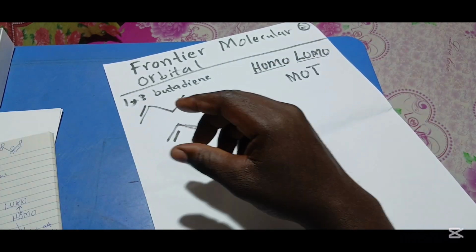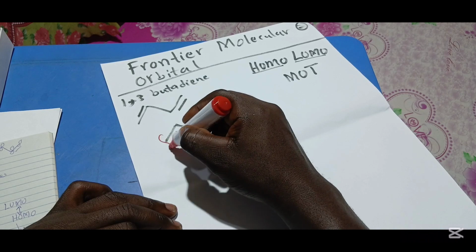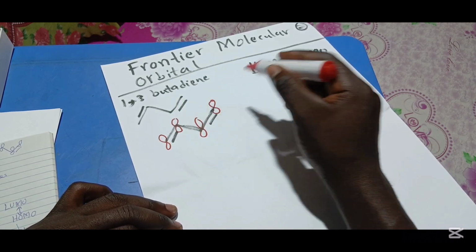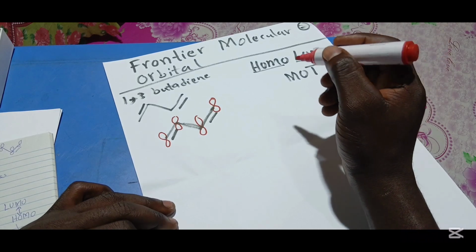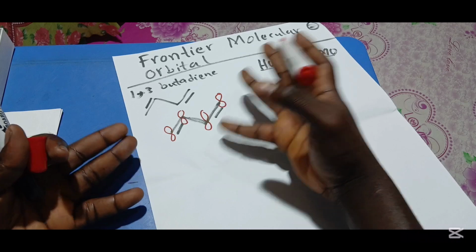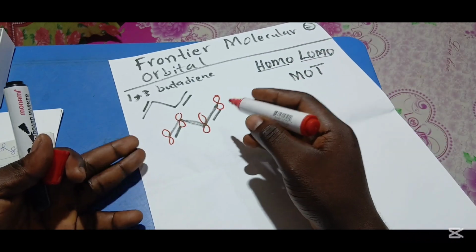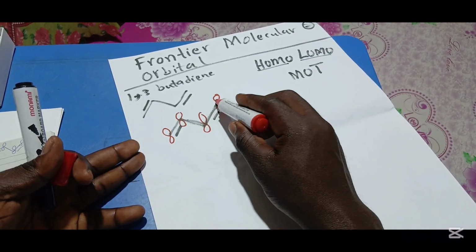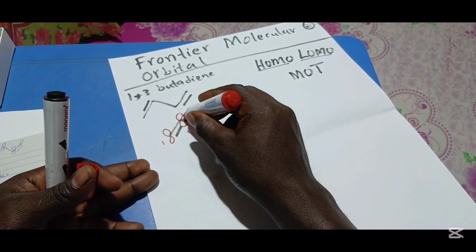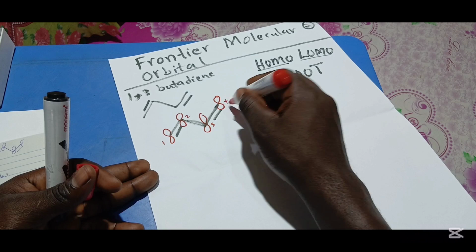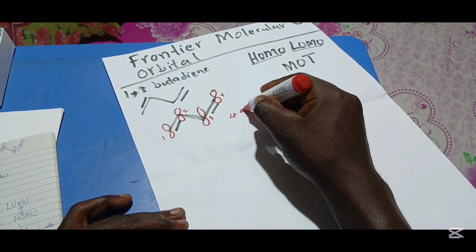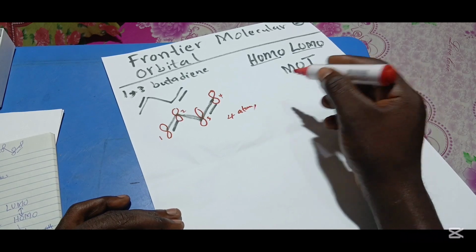Now you just indicate your p orbitals like this, like that. I'm just drawing it anyhow; I know you can draw better. When you are done, forget about the hydrogens attached to the system, since we are looking at p orbitals. Let's look at the number of carbon atoms that we have. You can name them: 1, 2, 3, 4 carbons. So we have 4 atoms.